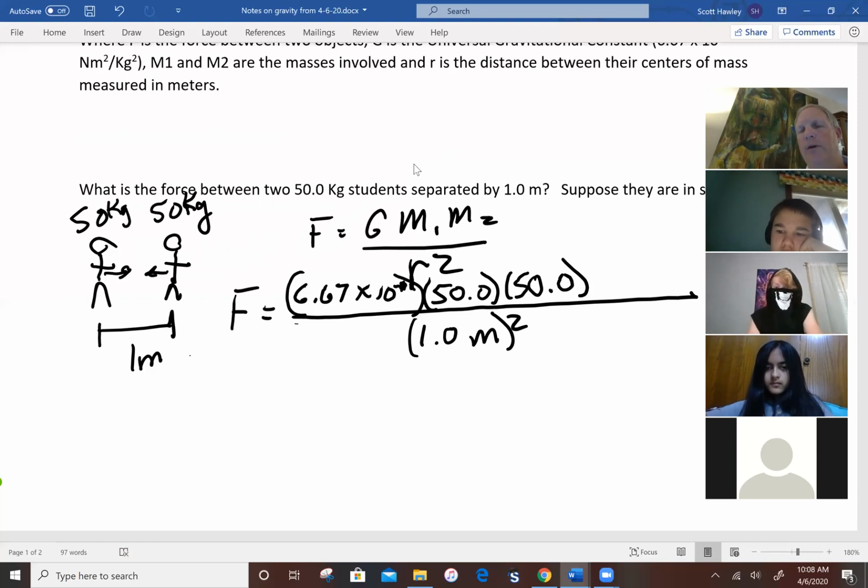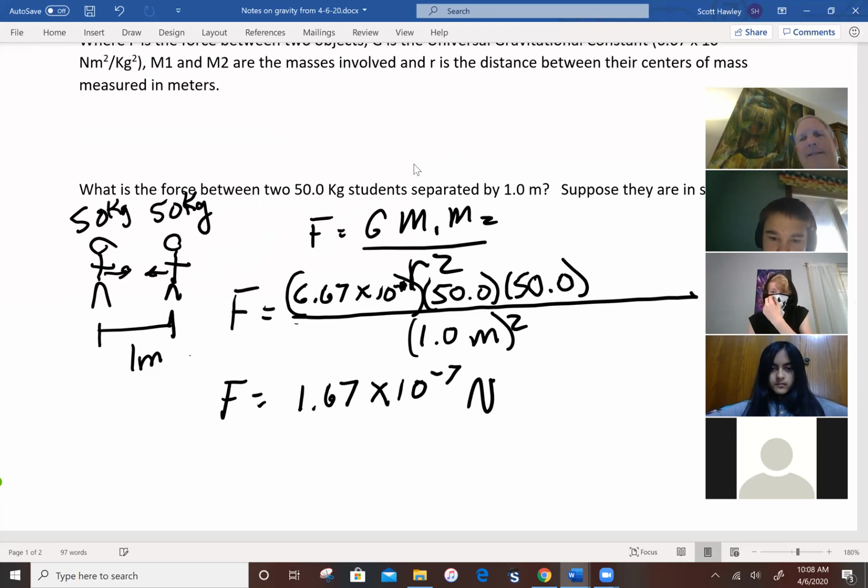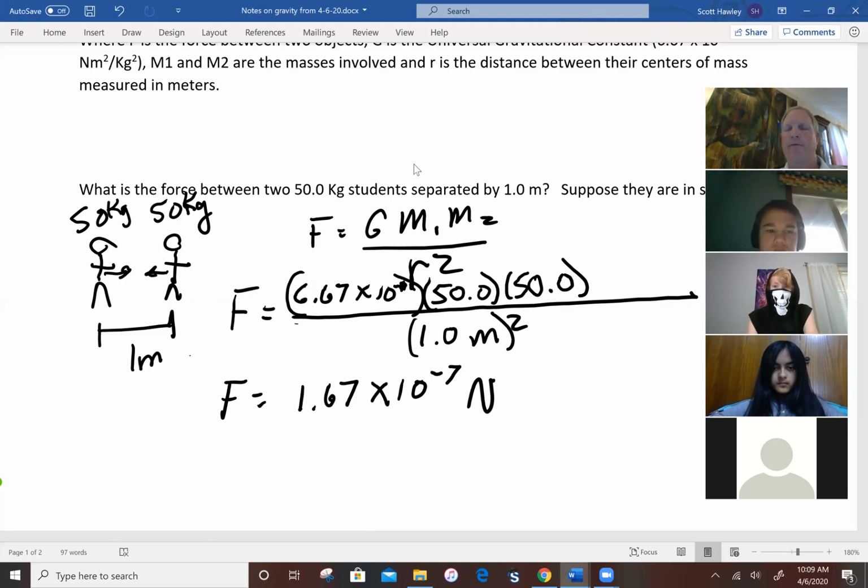Now what I see 8th graders forgetting to do, 8th graders forget to square that distance a lot. All right, so now when you plug all those numbers in your calculator, you come up with this, 1.67 times 10 to the negative 7th newtons. Now that's not very much, but you know what the thing is? Dirac and Bow don't have very much mass, all right? But if you were talking about two planets, there would be a huge amount of force, okay?